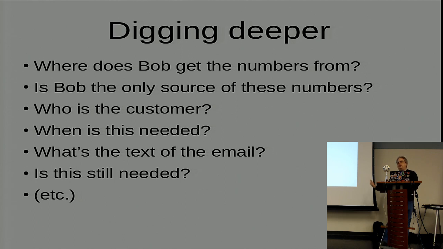Now, if we dig deeper into that, what questions do we have? Well, first off, where does Bob get those numbers from? How is Bob getting those numbers? That's a good question. Is Bob the only source of these numbers? Do we have to necessarily go through Bob to get numbers? Who's the customer? When is this needed? That's usually a good question for folks. When do you need to have this by? And especially if it's a repetitive task, when does this need to be happening and what time does it need to be on your desk?